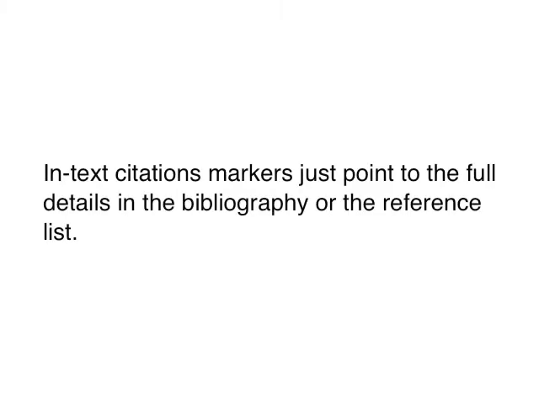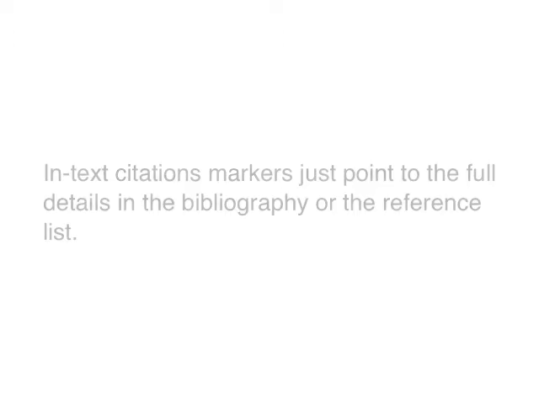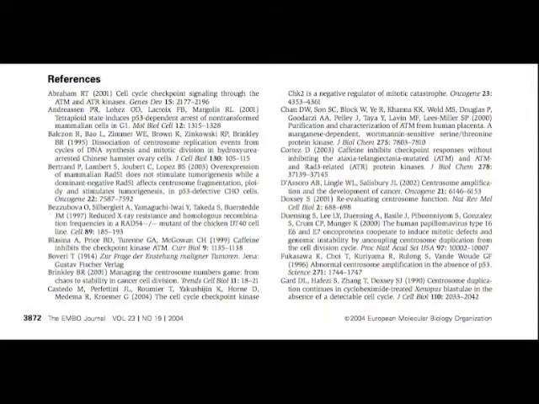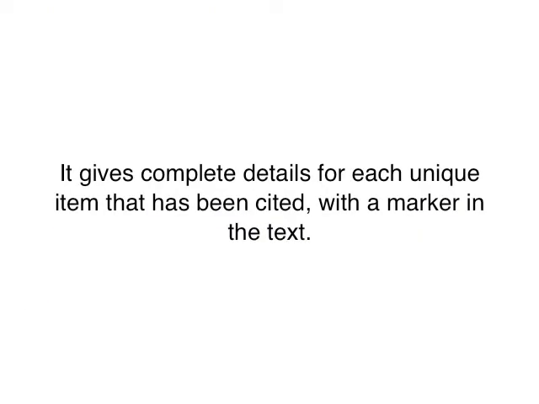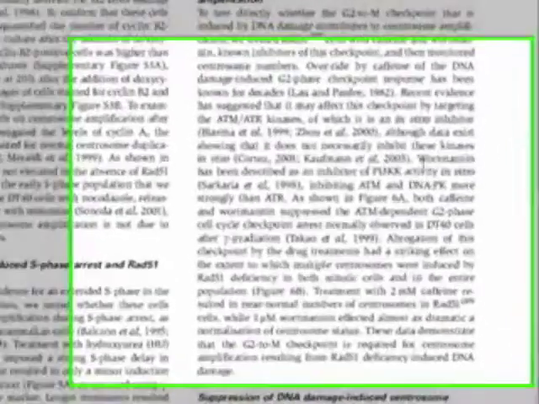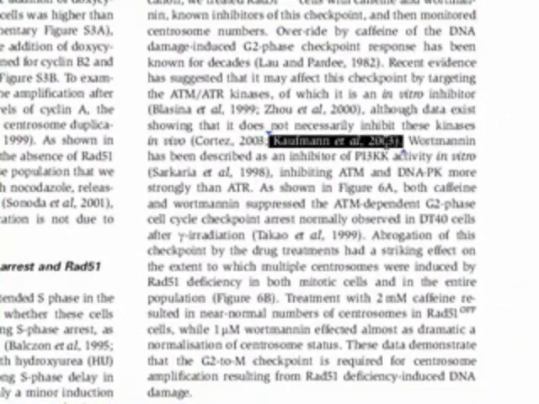In-text citation markers just point to the full details in the bibliography or the reference list. This bibliography always appears at the very end of scientific manuscripts and is often titled References. It gives complete details for each unique item that has been cited with a marker in the text. For example, look up the References item for Kaufman et al.